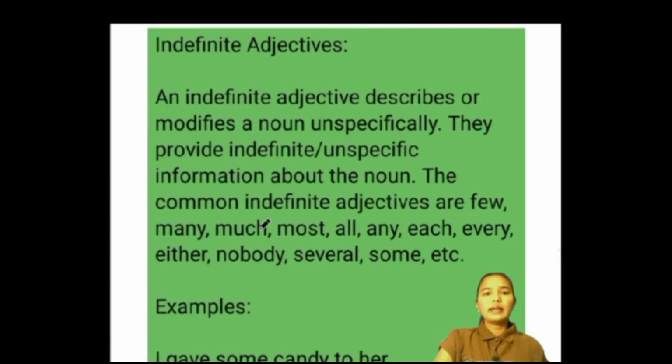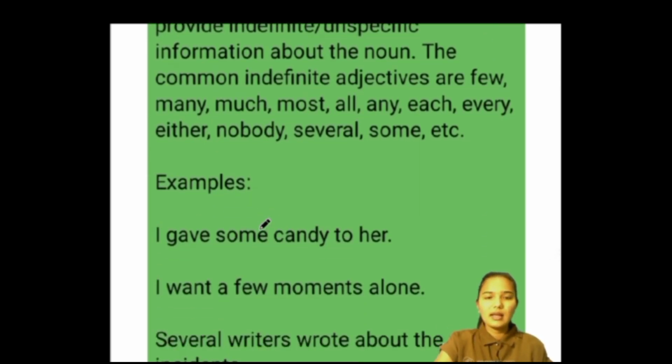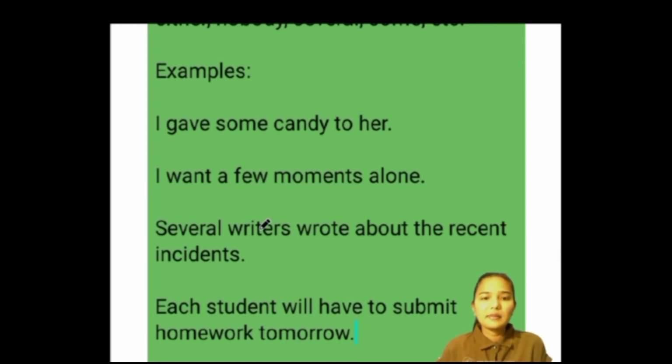Now the next one is indefinite. An indefinite adjective describes or modifies a noun unspecifically. They provide indefinite or unspecific information about the noun. It will not describe it specifically. It will describe, but in another way. We will see how. The common indefinite adjectives are few, many, much, most, all, any, each, every, either, nobody, several, some, etc. Now look at the example: I gave some candy to her.